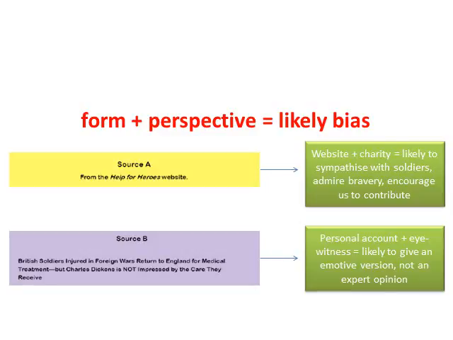Source B is a little bit trickier perhaps, but its form is a personal account, and the perspective is that of an eyewitness, so therefore it's likely to give a more emotive version of events. So it's not an expert opinion, it's not an unbiased perspective, it's going to be informed by personal opinion.